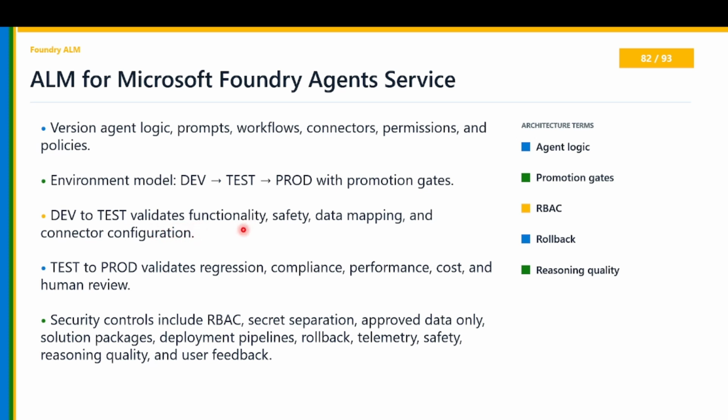You can perform functional testing, safety testing, data mapping testing, and connector configuration testing before you deploy to test. Then test to prod. So the testing that you should be looking at conducting here at the test stage is validate regression. So conduct regression testing, conduct compliance testing, conduct performance testing, check cost testing, that's token usage and output, and then human review. Okay, so these are the tests that you should conduct here.